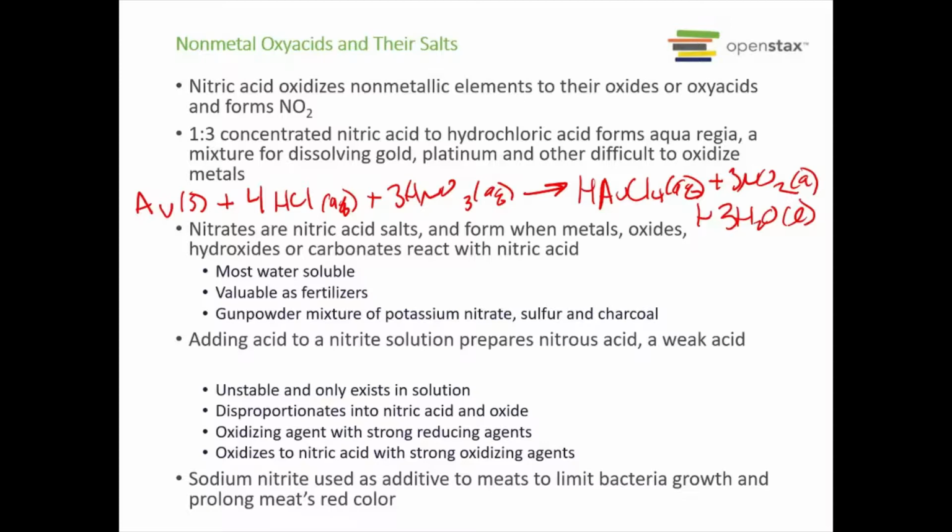Again, explosive. If we take some nitrite solution and add some acid to it, we make nitrous acid, which is a weak acid. So this is what I started to write earlier and went, oops, wrong reaction. NO2 minus, and we give it some H3O plus. We get nitrous acid, which is HNO2, and water.